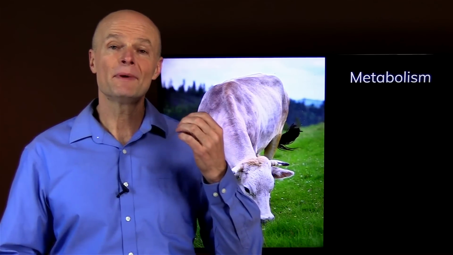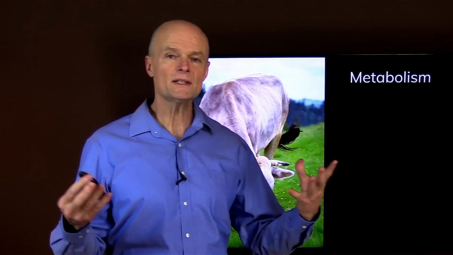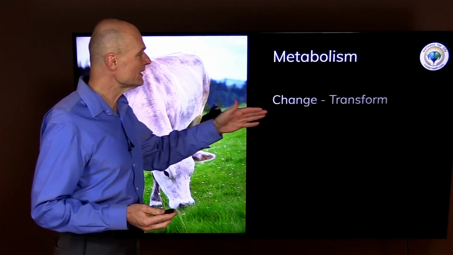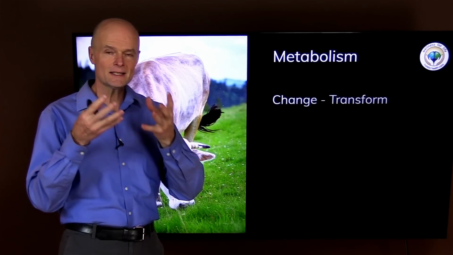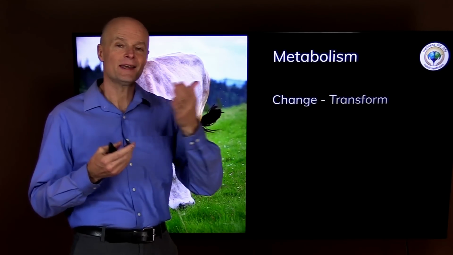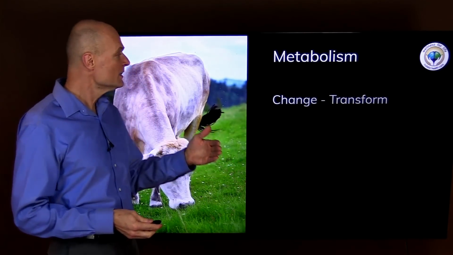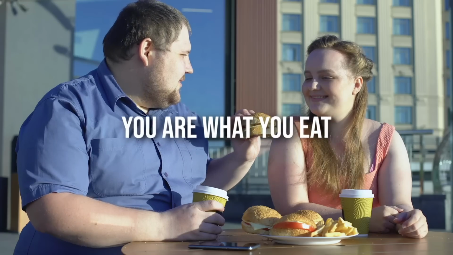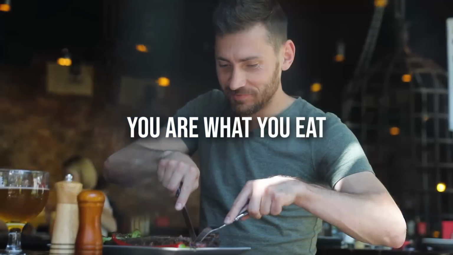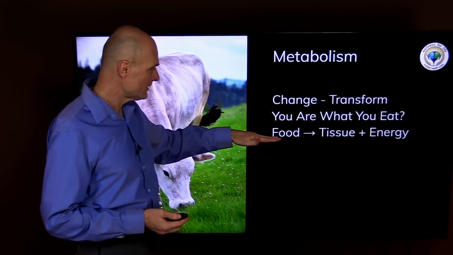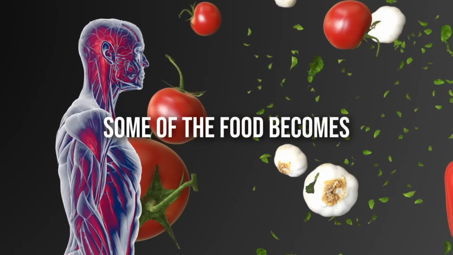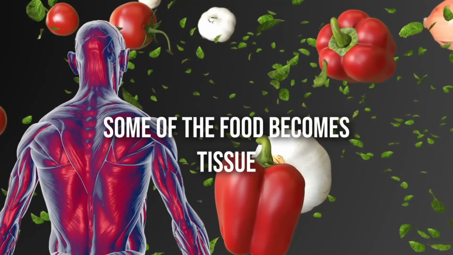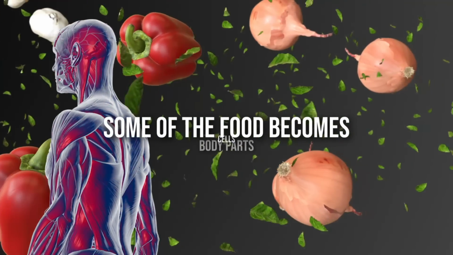Type 2 diabetes and prediabetes are both metabolic diseases. And what does that mean? Metabolism means to change or transform, to take something and turn it into something else. So we've often heard the phrase, you are what you eat. And that makes sense, that you eat the food and some of the food becomes energy and some of the food we turn into tissue, into new body parts and new cells.